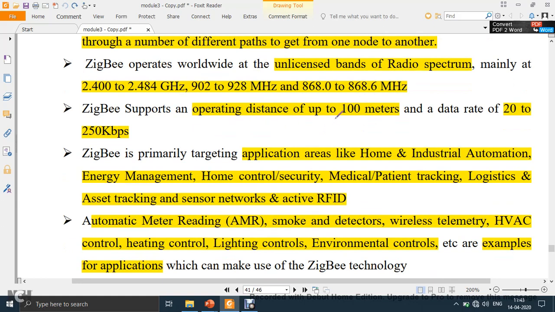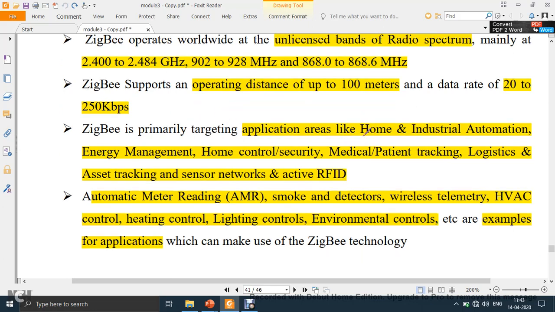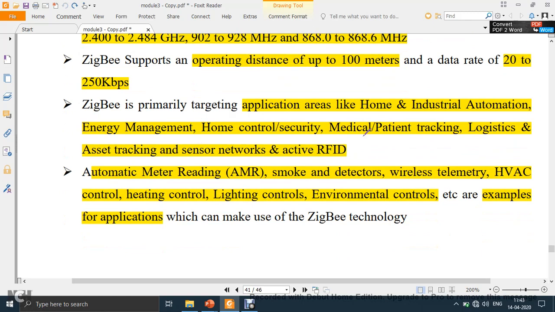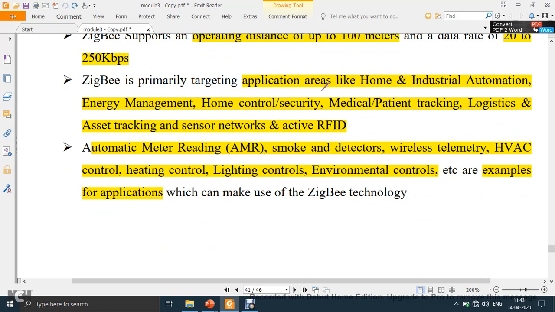It supports a distance of 100 meters. And the data rate is 20 to 250 kbps. You can see it is 20 to 250 kbps, not mbps. So as I told, it is for low power, low data applications. What are the applications? Home automation and industrial automation, energy management, home control security, some patient tracking, and then logistics.